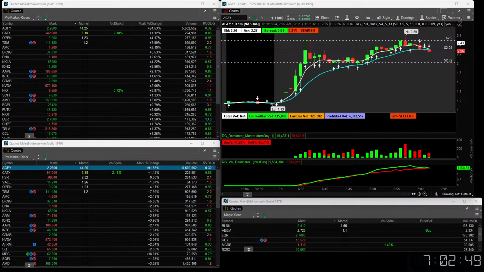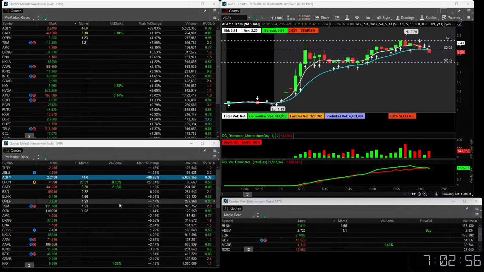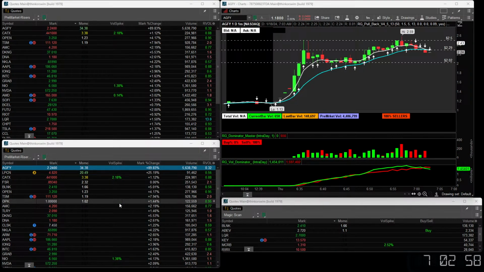John, these two scans will turn off at market open. They won't have any data in them whatsoever. They're specifically for pre-market.